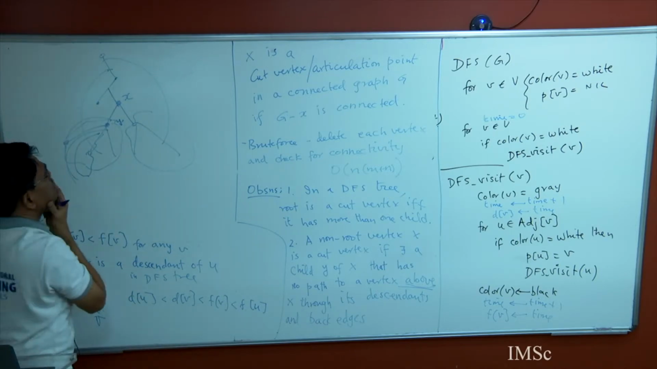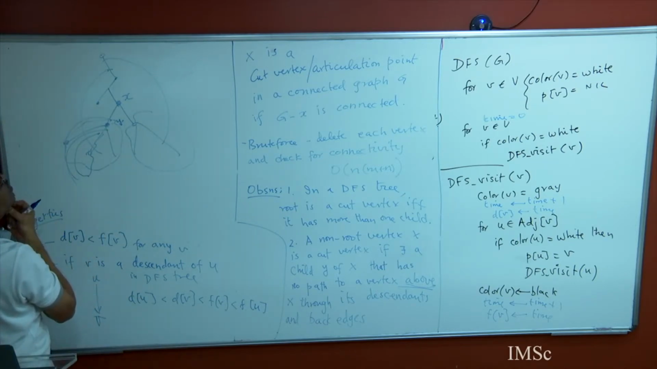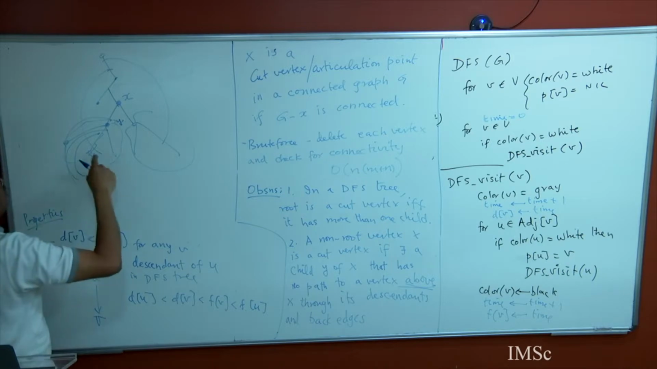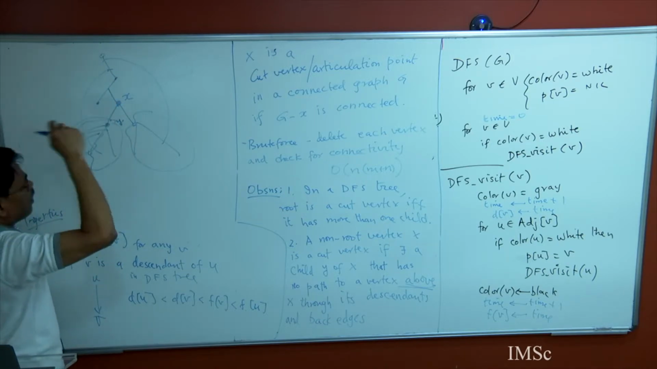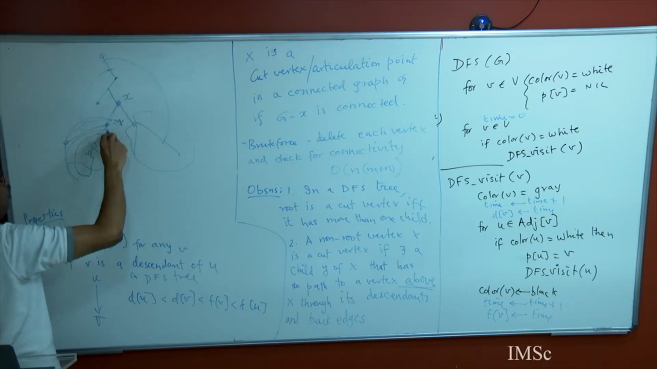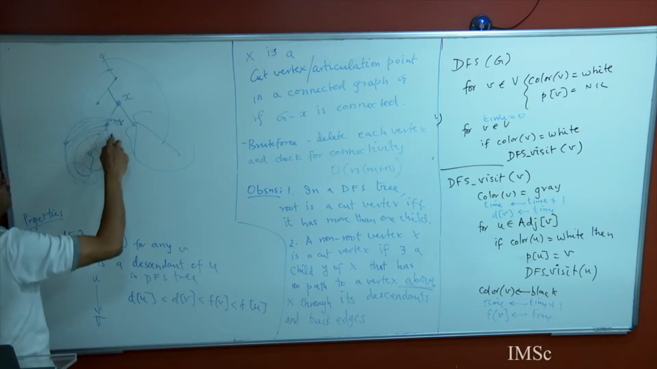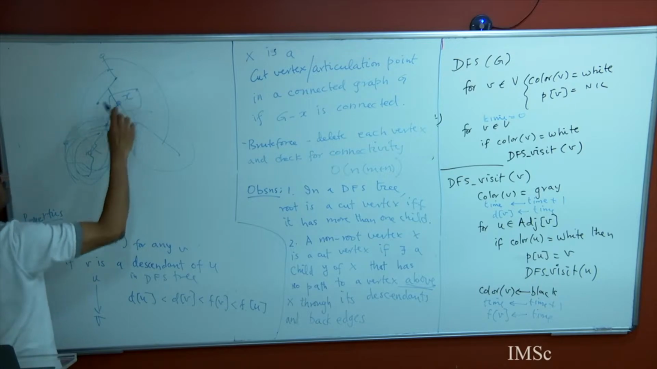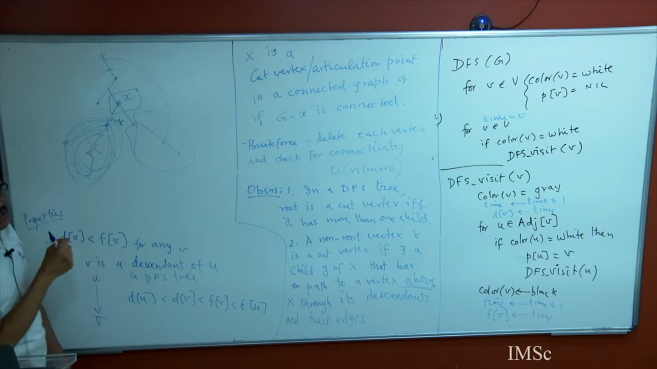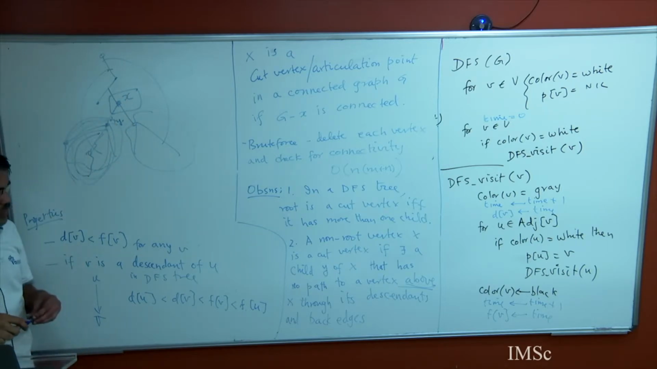And see how far you can go. If you cannot go above X at all, that is, all your paths end up somewhere here, then when I delete X, this subtree becomes a separate component. You cannot connect to somebody else, so X becomes a cut vertex. Let me say that more precisely, then we'll see how to compute that.